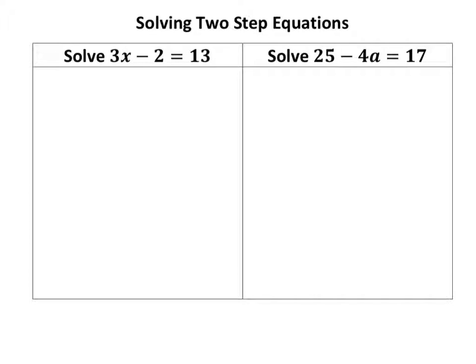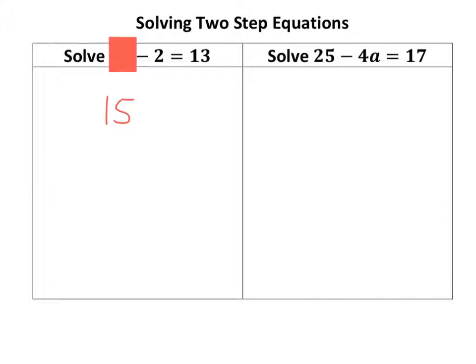So the first way I'm going to do it is I'm going to solve it using a numerical method. I'm going to cover up the algebra bit, and what that basically says is that something take away 2 equals 13. So what number take away 2 makes 13? 15 is the answer.